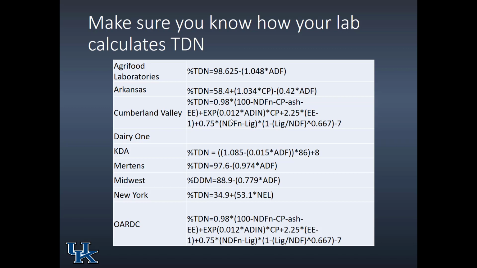Now, if we were to take a number of samples and send them to all these labs, the TDN numbers are going to vary, but they're not going to vary a lot. In other words, low ADF or low fiber is going to give you high energy, high TDN, no matter if you're using a simple equation or a complex one.